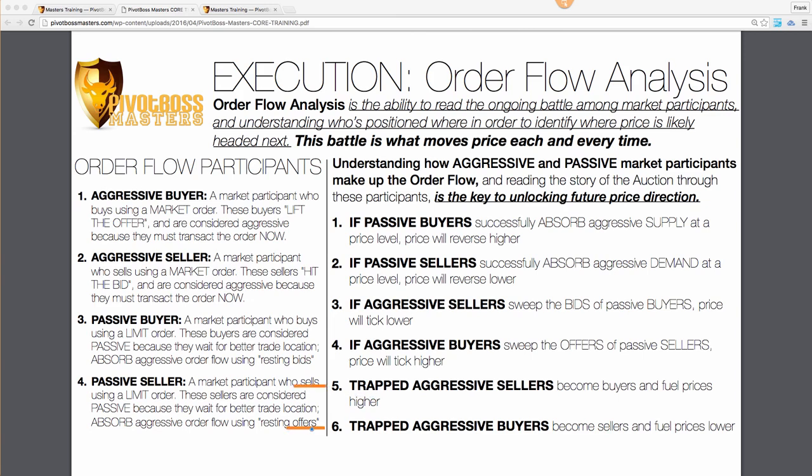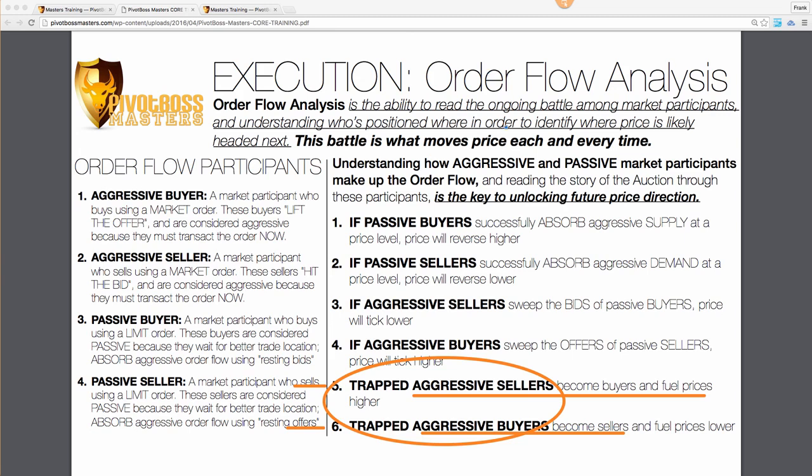Now this is where the money's really made right here: trapped aggressive buyers and sellers. Trapped aggressive sellers become buyers and fuel prices higher, and trapped aggressive buyers become sellers and fuel prices lower. Those need to be underlined and starred and dotted because that's what we're looking for. When we talk about kurtosis, or fading overnight pivot, or defending LVNs, all those various trigger events, when you combine those trigger events with trapped aggressive participants, that's the order flow confirmation that helps that trade come to fruition.